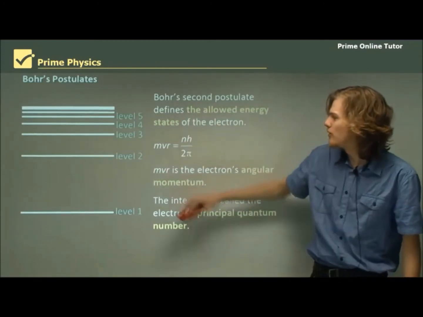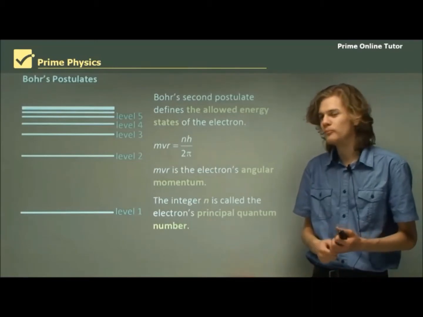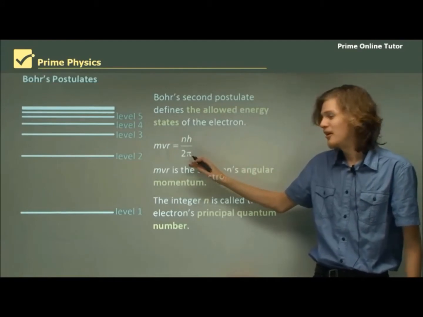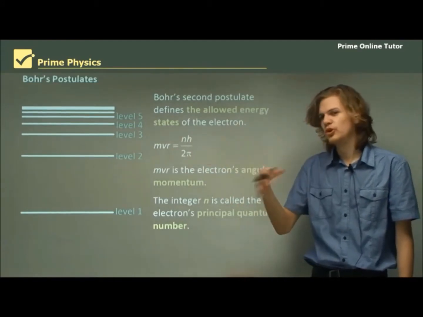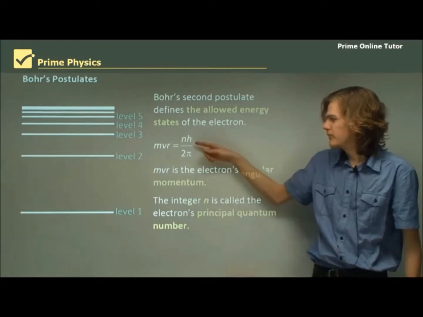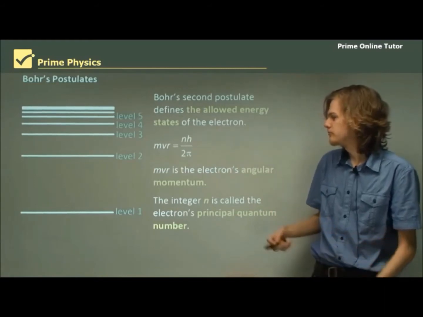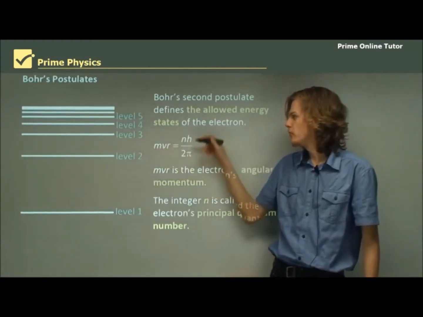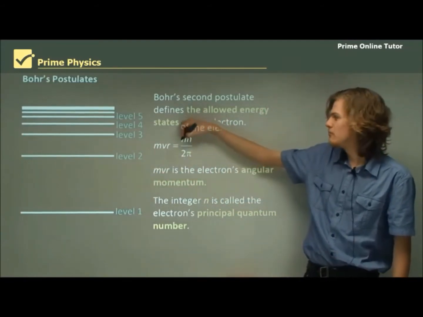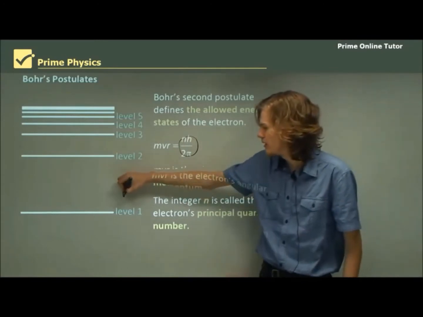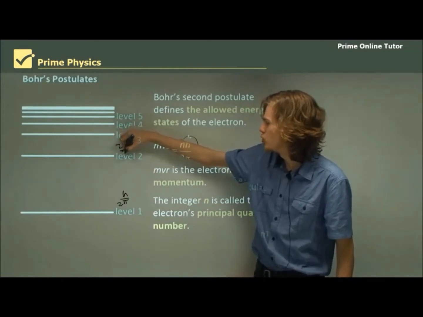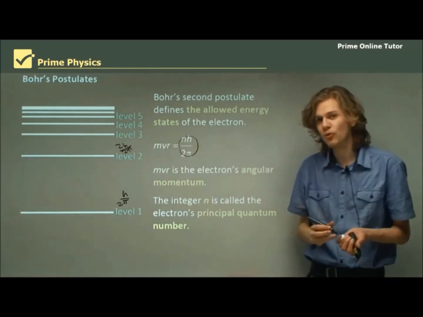We can see that there are a few other letters in here, so I'll quickly go through them. h is Planck's constant, which you should be familiar with by now. Pi is the circle number, 3.14-ish. And so this means that the quantum number of the bottom energy level is 1. And so the angular momentum here will be given by this expression. This will be h over 2 pi. This will be 2h over 2 pi, and so on and so forth.